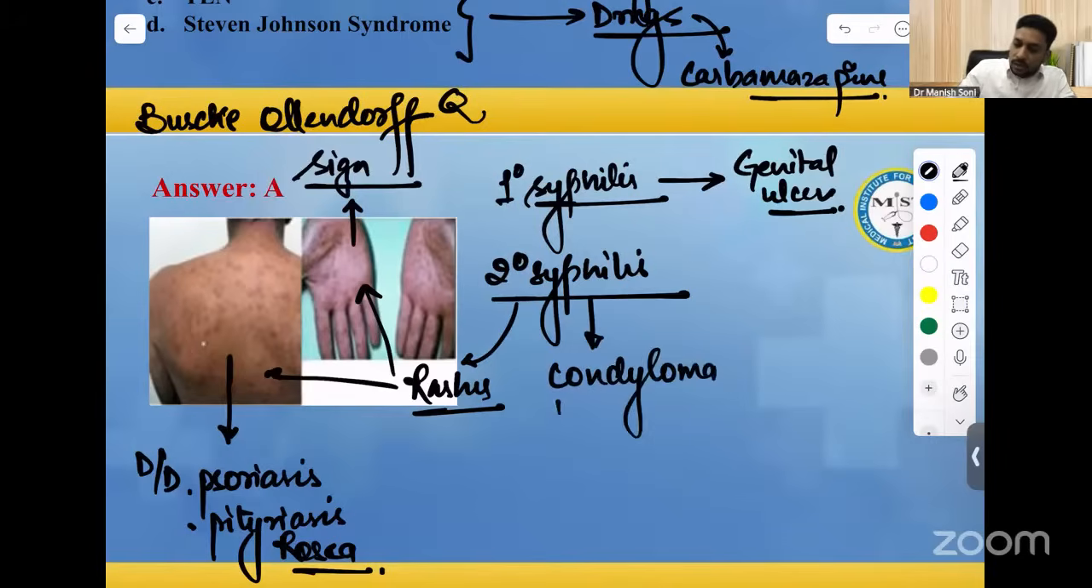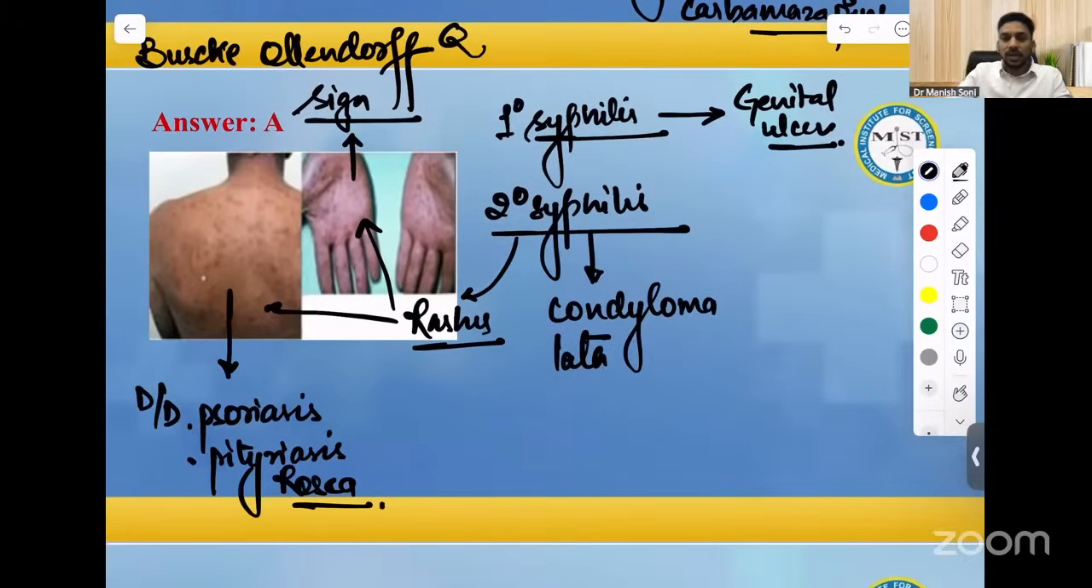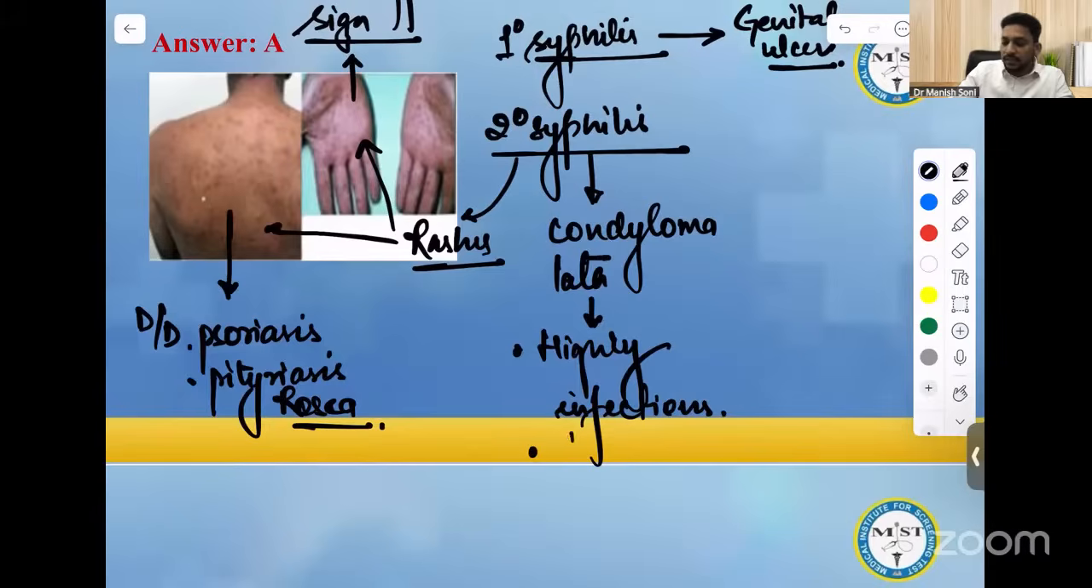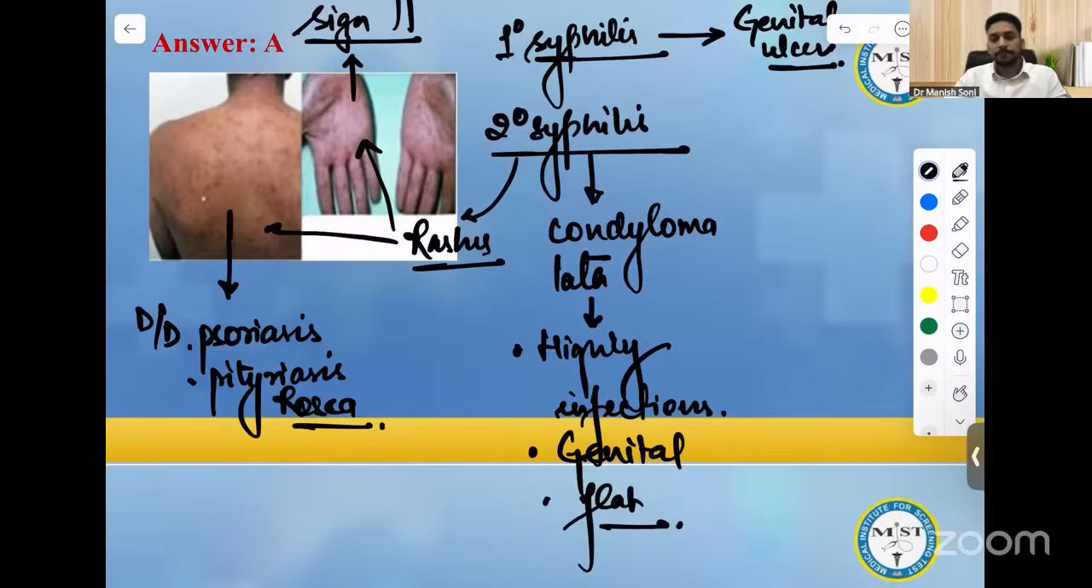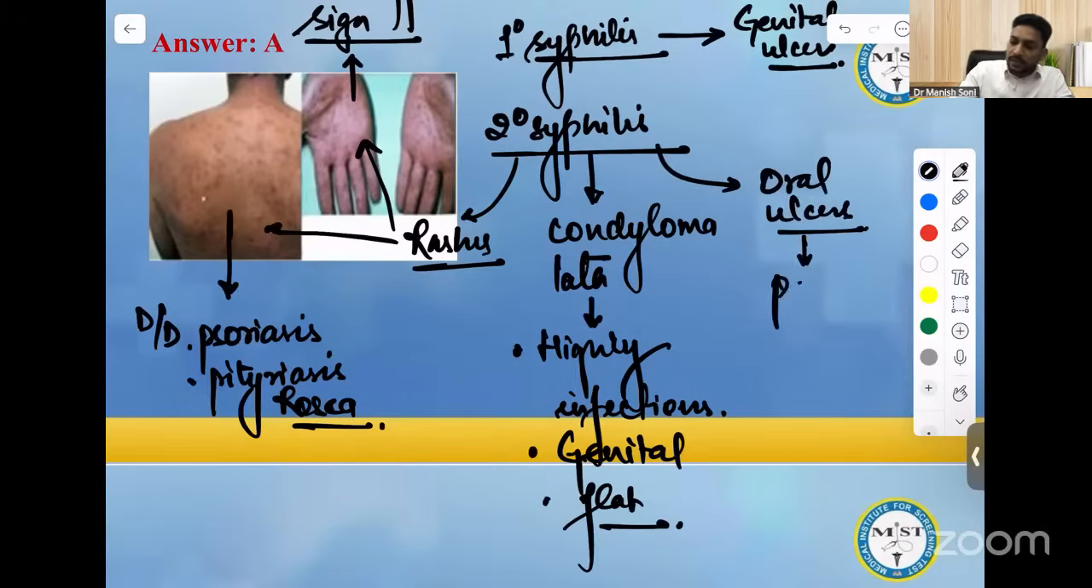Condyloma lata are also seen in secondary syphilis. Condyloma lata. These are highly infectious. So these are highly infectious lesions of secondary syphilis. They are present over genital areas and they are flat. So patient can present with rashes. Patient can present with condyloma lata. They can also have oral ulcers and they are also painless.